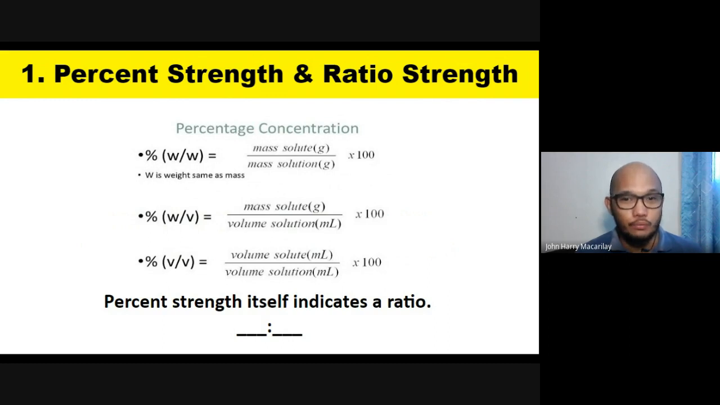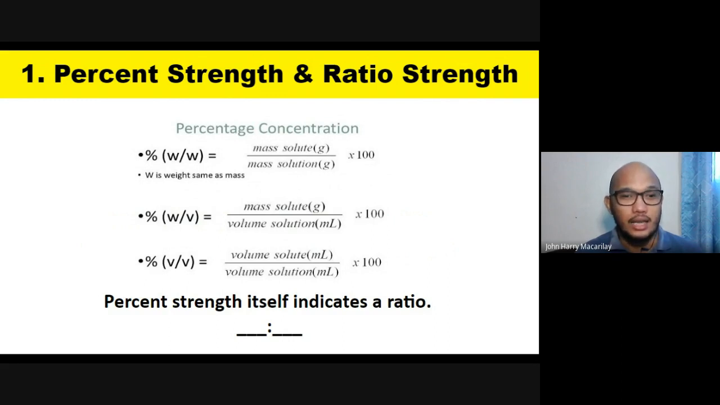For weight by volume, it is mass of solute over volume of solution times 100. For this one, you have to make sure that your units are related with each other, so for example, grams and milliliters. And then for volume over volume, or volume by volume, it is volume of solute over volume of solution times 100. Again, you have to make sure that your units are the same, so for example, milliliters over milliliters.